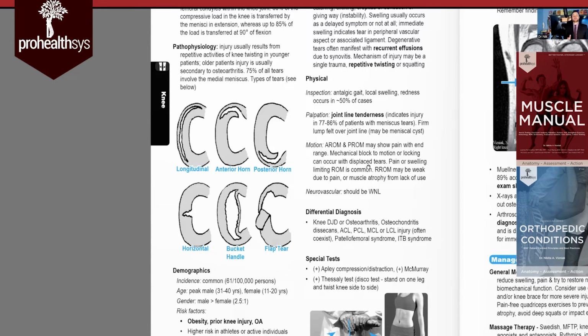Active and passive range of motion may be within normal limits, but may also be painful when you are at end ranges or compressing the damaged tissue. Pain or swelling, limited range of motion is common. Resisted range of motion may be weak due to pain if it results in more compression. And if it's a long-standing condition, you might see muscle atrophy as well from lack of use. Neurovascular screens should be within normal limits.